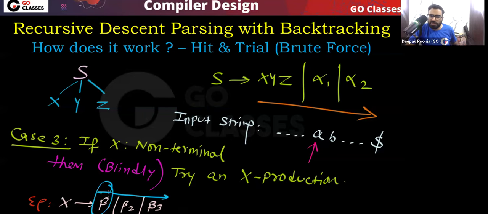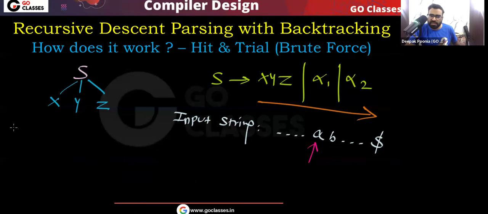First, we will try this beta 1. If it is successful, we will never try beta 2, beta 3. But if beta 1 is not successful, then we will try beta 2. If beta 2 is successful, we will never try beta 3. But if beta 1 and beta 2 are unsuccessful, then we will try beta 3. So basically, try an X production. That's it. Very simple. So these are the cases. Only these three cases are possible, nothing else.